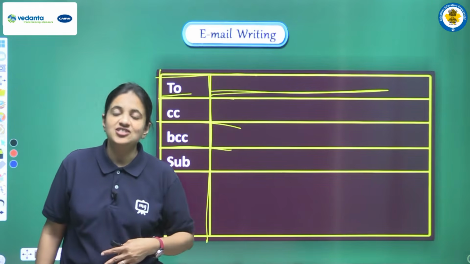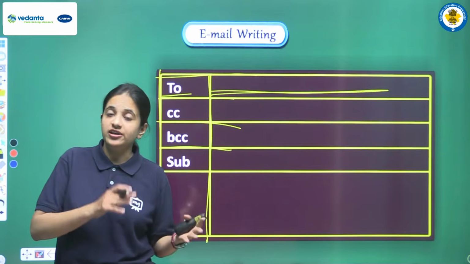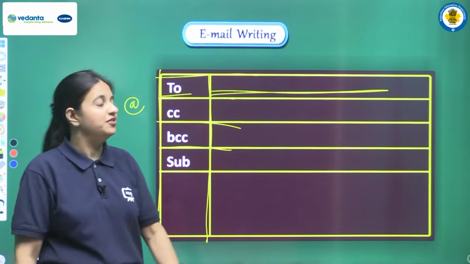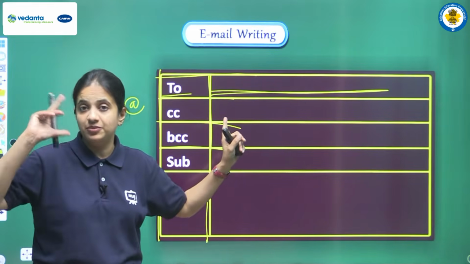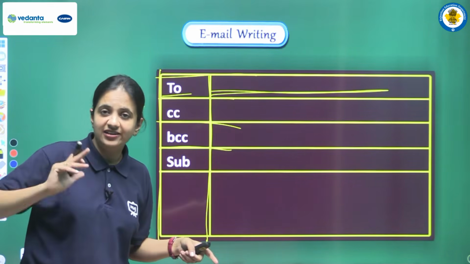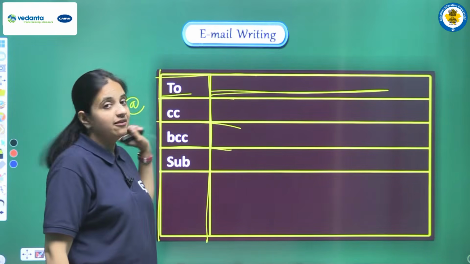Generally the email address will not be given in the question. You have to write the email address by yourself. So in this column, that is To, we have to write the email address of the person to whom we are writing this email. Clear?